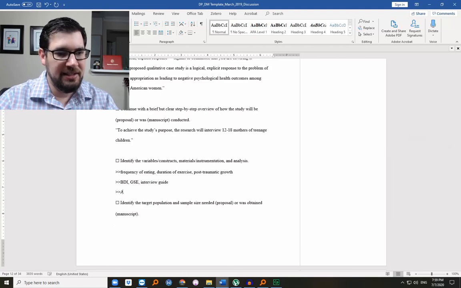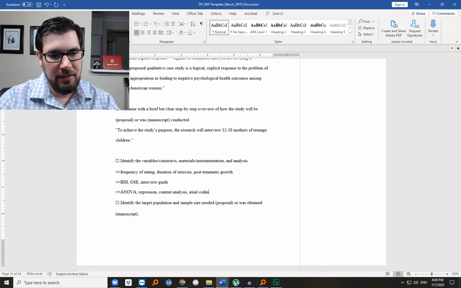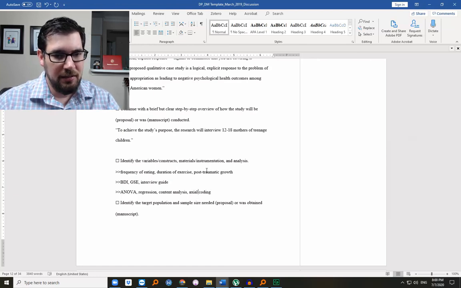In terms of analyses, we talked about ANOVA, regression, so many options there. I'm just going to list those. And in terms of qualitative analyses, we might have content analysis with axial coding. So you want to look into your options for coding besides axial. It may not be what you want or need to do.